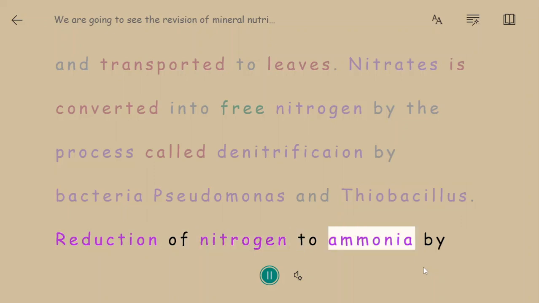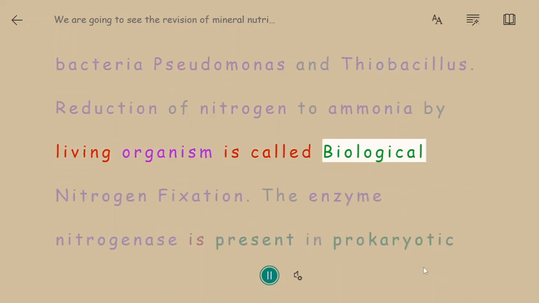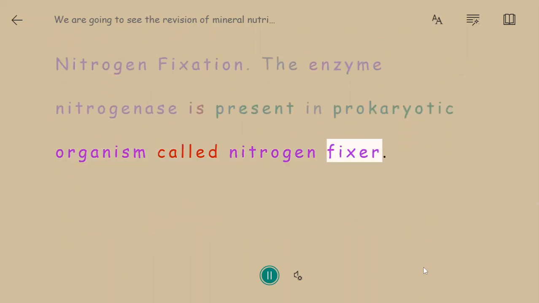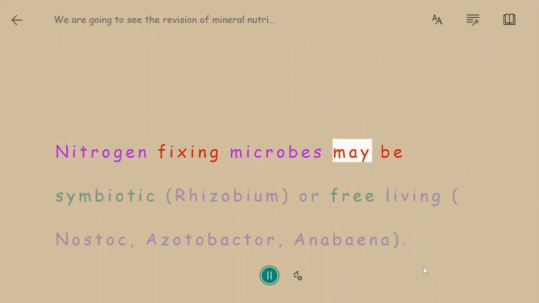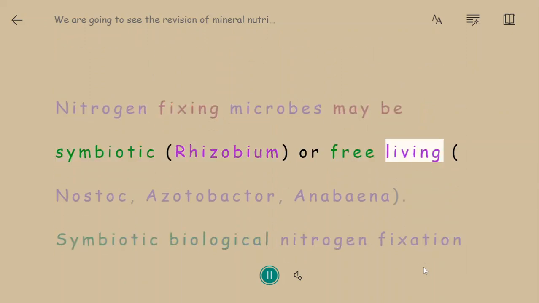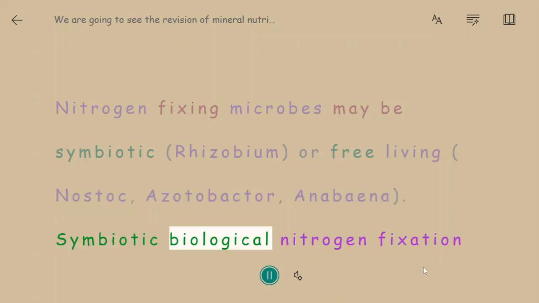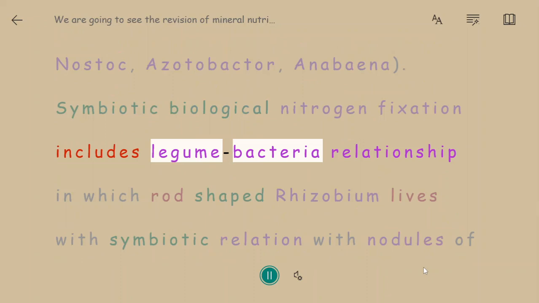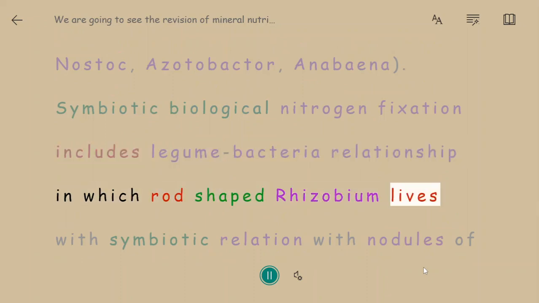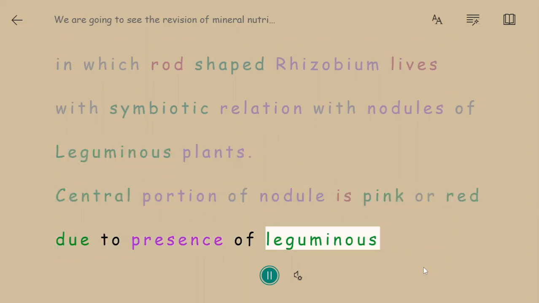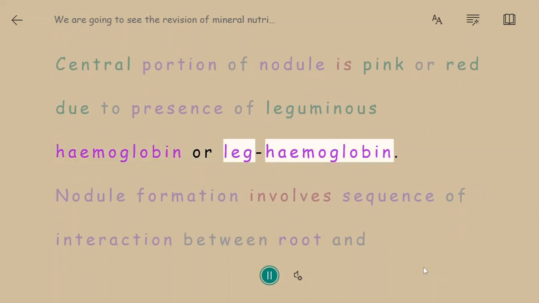Reduction of nitrogen to ammonia by living organisms is called biological nitrogen fixation. The enzyme nitrogenase is present in prokaryotic organisms called nitrogen fixers. Nitrogen-fixing microbes may be symbiotic, Rhizobium, or free-living, Nostoc, Azotobacter, and Anabaena. Symbiotic biological nitrogen fixation includes the legume-bacteria relationship in which rod-shaped Rhizobium lives in symbiotic relation with nodules of leguminous plants. The central portion of the nodule is pink or red due to the presence of leguminous hemoglobin, or leghemoglobin.